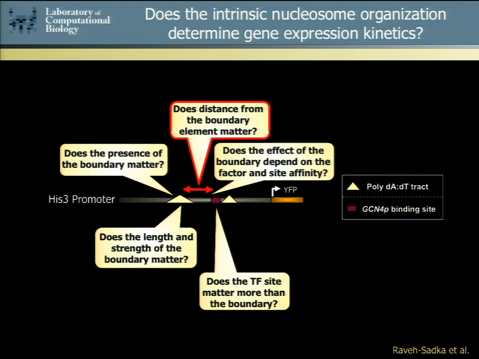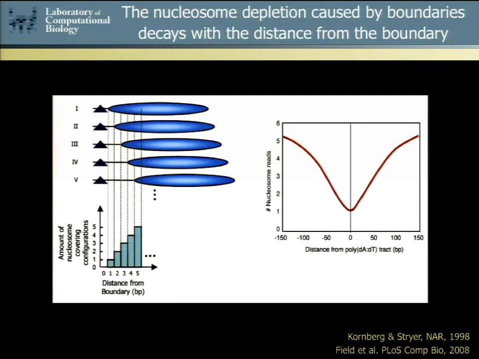Our next question was whether the distance between the poly A element and the binding site had an effect. We thought this could play a role because of the theoretical analyses done by Kornberg and Stryer and some other analyses that we did. If you consider the boundary element, or the poly A element, it will confer depletion of nucleosomes in its vicinity, and nucleosome occupancy will increase as you move away from the boundary. So the prediction is that as you move the element away from the GCN4 binding site, nucleosome occupancy on the site would start to go up, and correspondingly gene expression would start to go down.